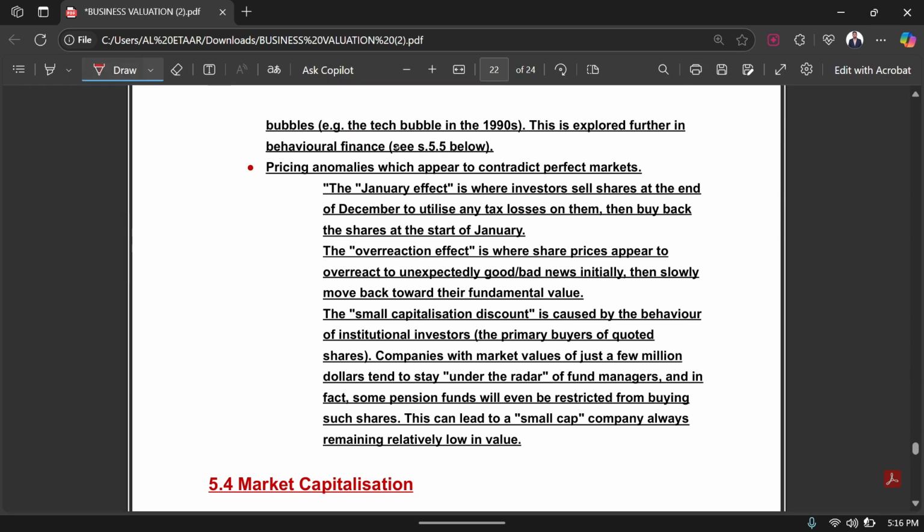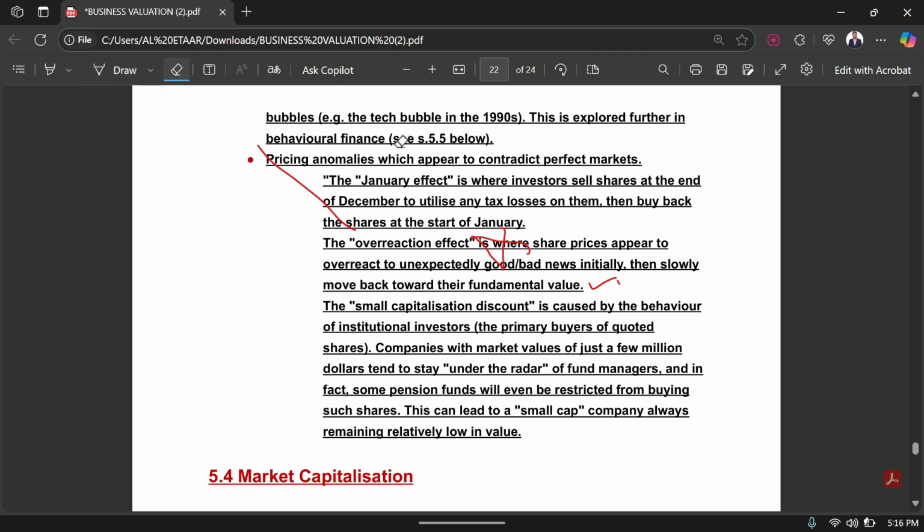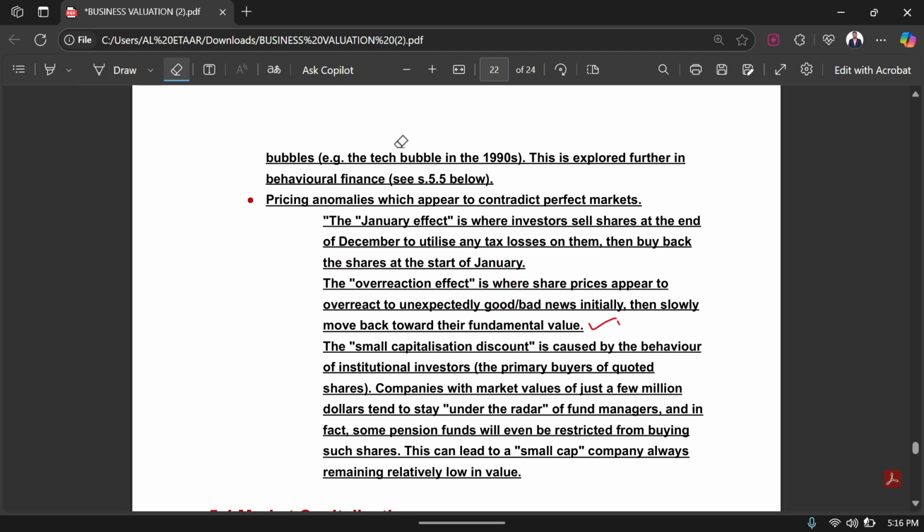Now, what are price anomalies? They're saying price anomalies appear to contradict perfect markets. The January effect is where investors sell shares at the end of December to utilize any tax losses on them, then buy back the shares at the start of January. The overreaction effect is where share prices appear to overreact initially to unexpectedly good or bad news, then slowly move back towards the fair fundamental value, right? They're talking about the different effects that people follow, like the January effect, where they sell in December and then buy again in January just to avoid tax payments.